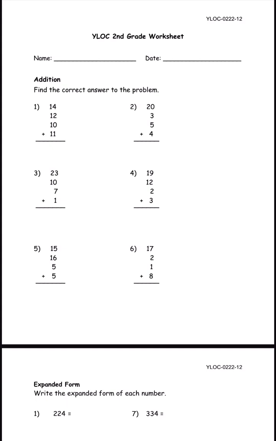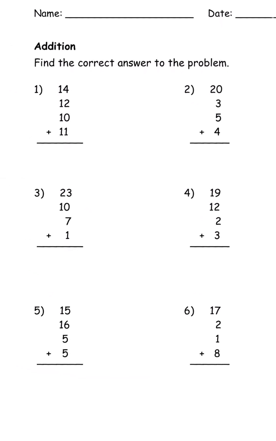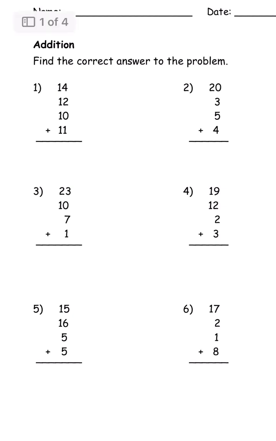Find the correct answer to the problem. So what we're going to do is just simply add up all the numbers. So number 1, we have 14 plus 12 plus 10 plus 11.